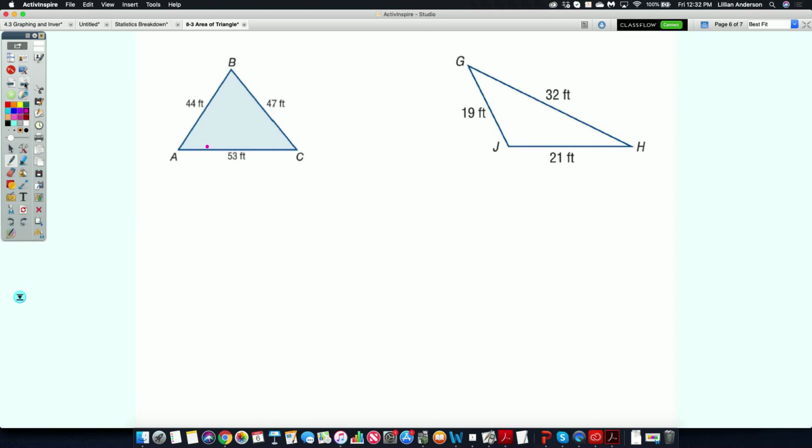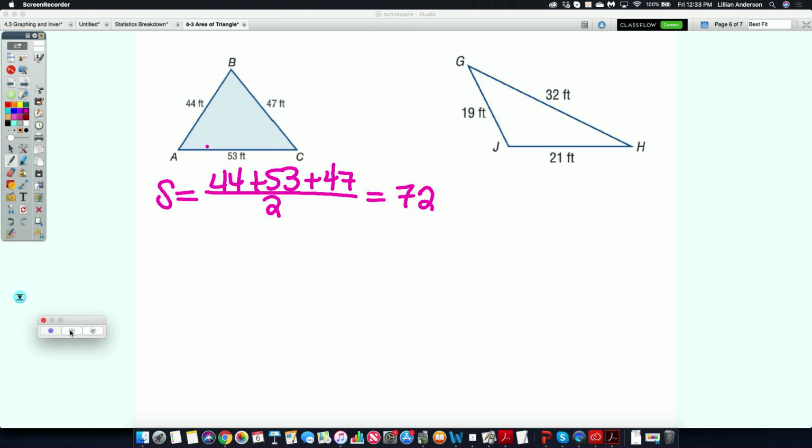Okay? So we're going to look at two examples. Both of these are side-side-side situations. So the first thing we want to do is figure out what is S. We're going to add all three sides together and then divide by 2 to find the value of S. So what is 44 plus 53 plus 47? 144. And then we're going to divide it by 2. 72.